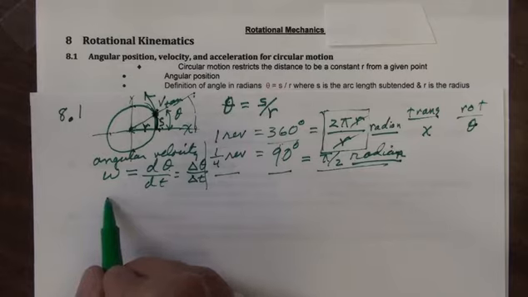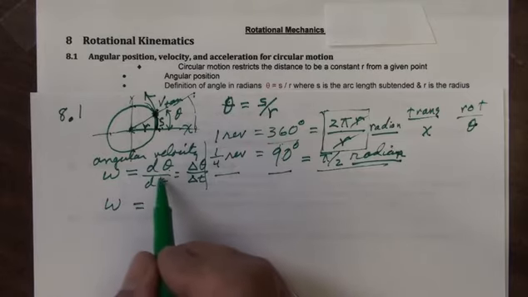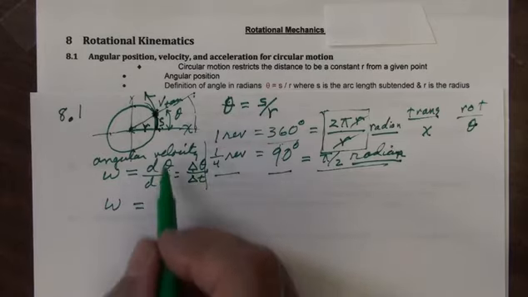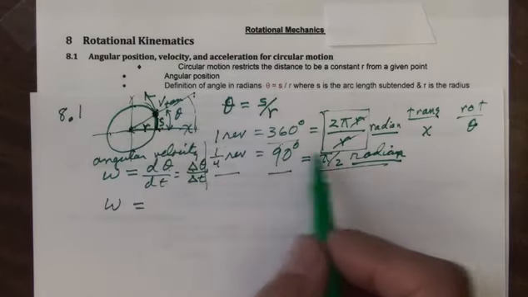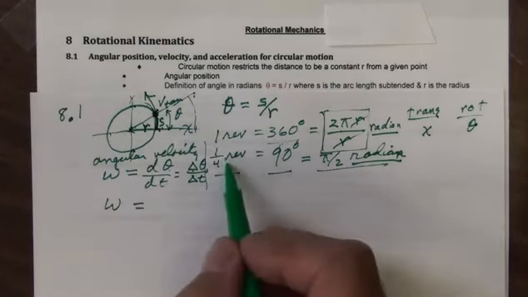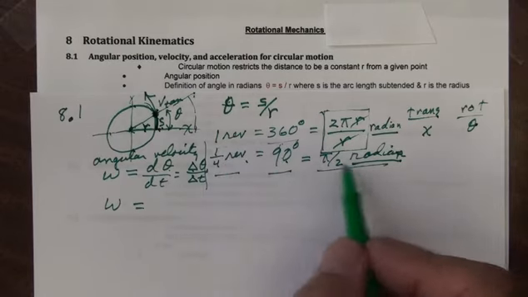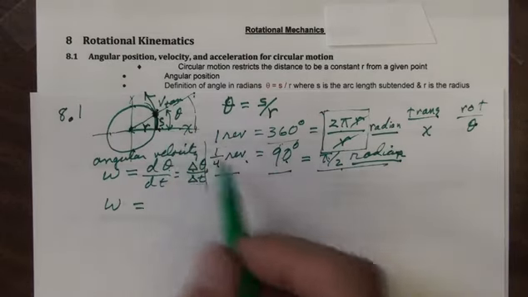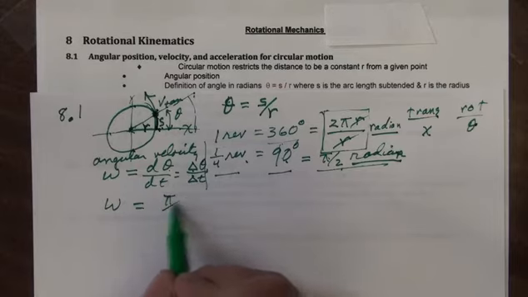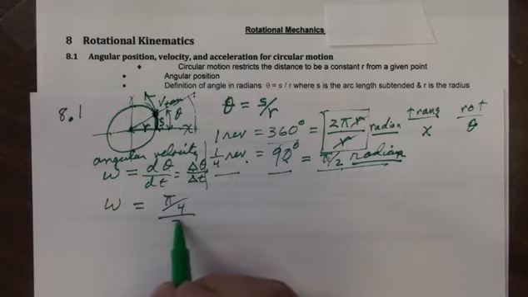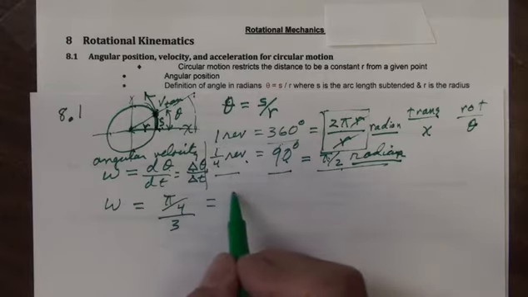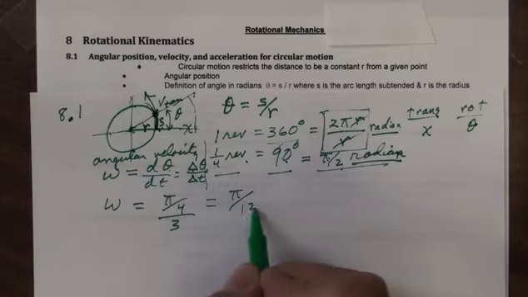The answer is omega would be equal to my change in theta. What is it? Going halfway up. All the way up to the top is a fourth of a revolution, or 90 degrees, which is pi over 2. So halfway up would be pi over 4. That's the same as 45 degrees. Now I'm going to do that in 3 seconds, so I divide by a time of 3 seconds. The answer would be pi divided by 12.